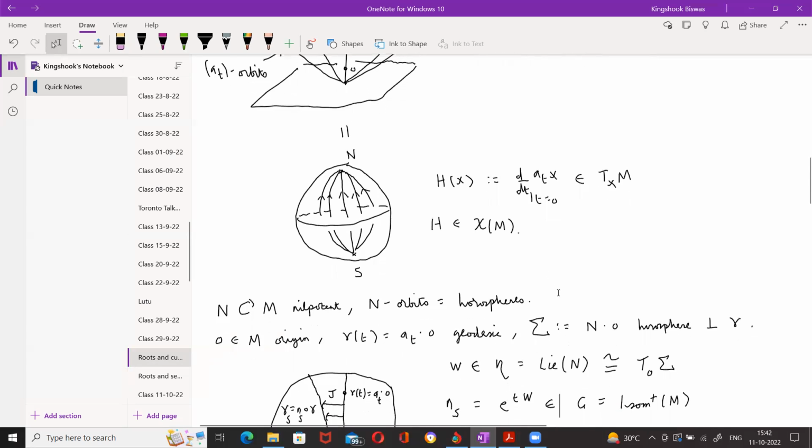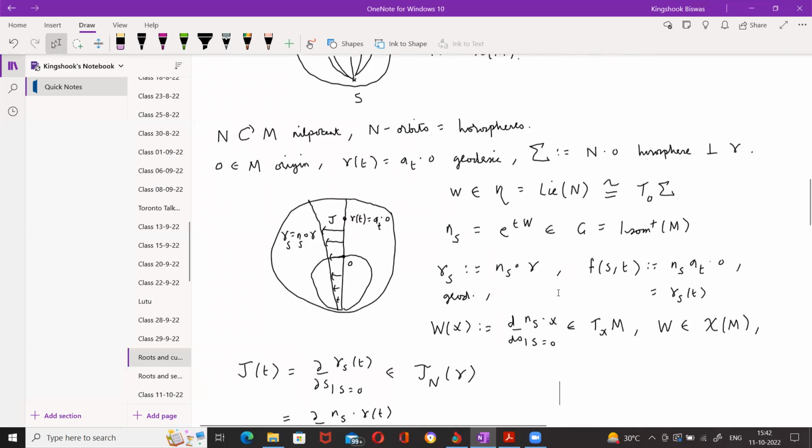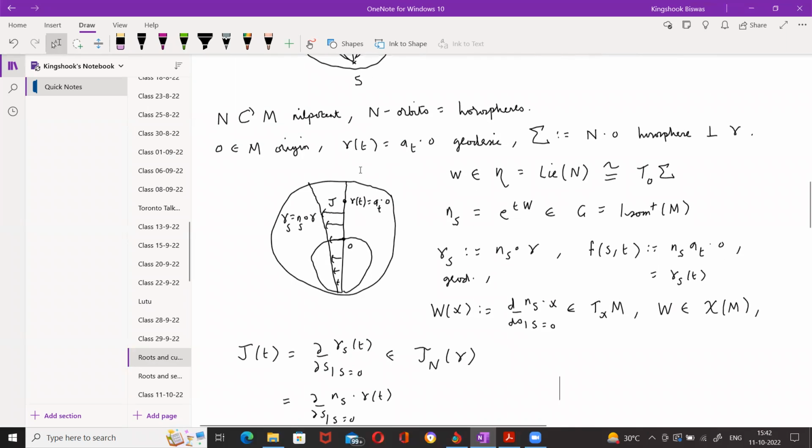Now in my symmetric space, we know that we have this nilpotent group N from the Iwasawa decomposition acting on my symmetric space by isometries. And we know that the N orbits are horospheres. We've already defined horospheres, right? Yes, the level sets of the Busemann function.